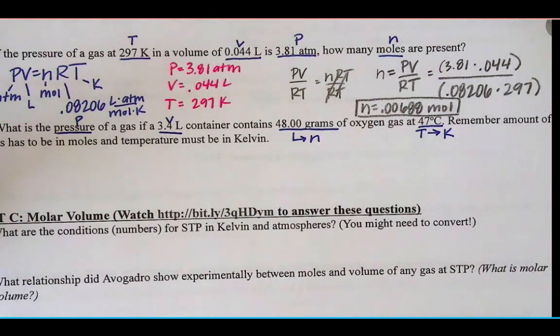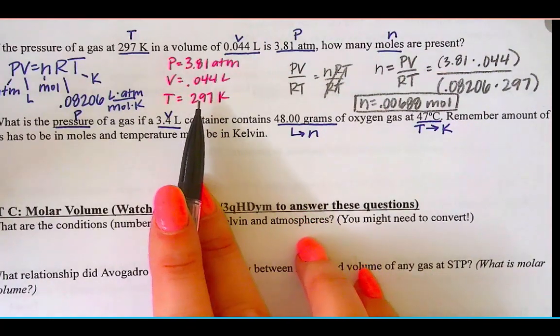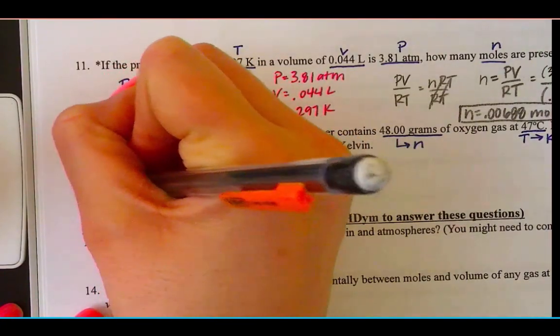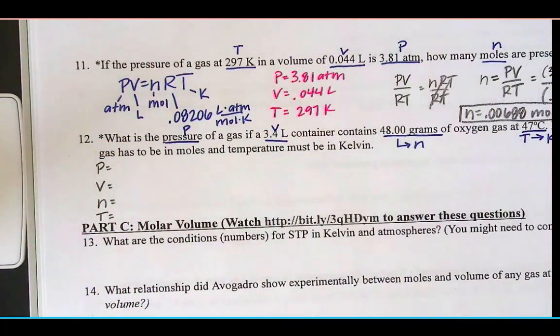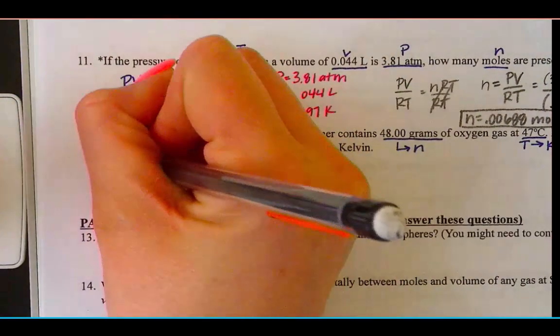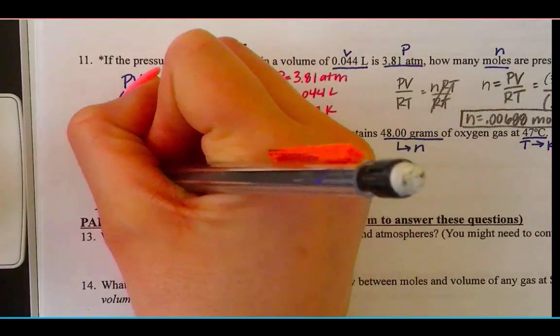So I know I'm solving for pressure. I'm going to go through what I did up here, and I'm going to label my variables, and then we'll convert as we need to. So down the side over here, pressure, volume, number of moles, and temperature. I'm going to label all of my variables here. Pressure is what I'm solving for. I'm going to put a question mark. Notice I didn't write R because R is a constant. R is always the same thing. Volume is 3.4 liters.